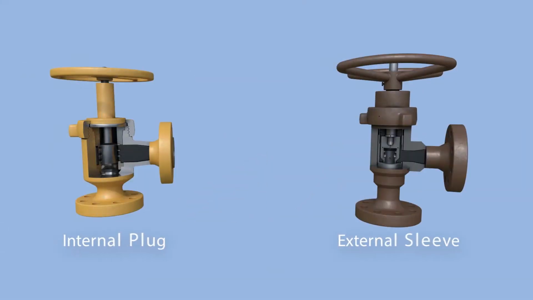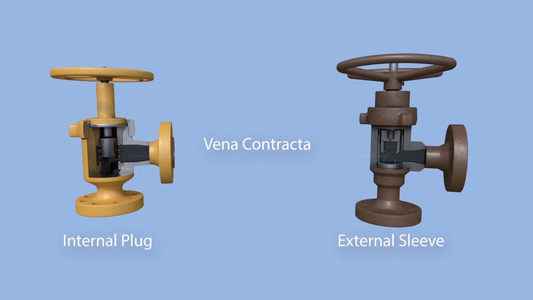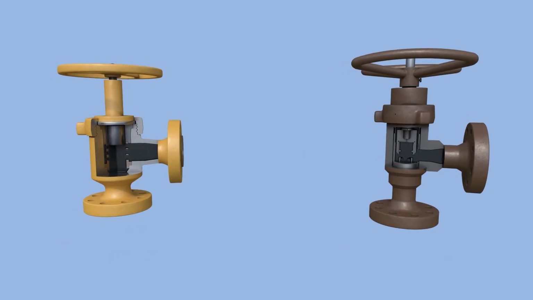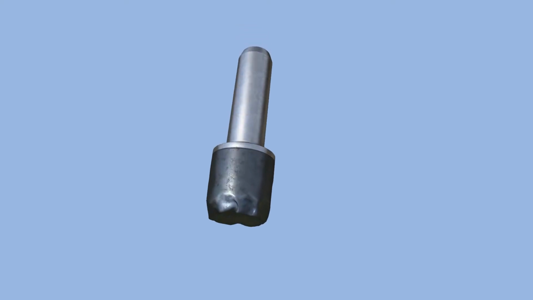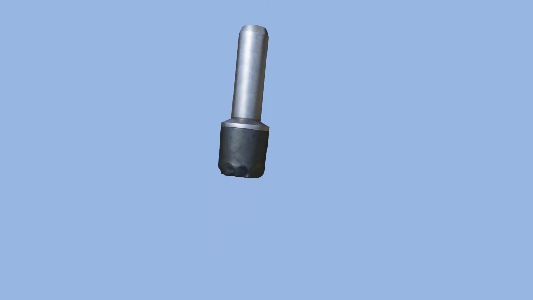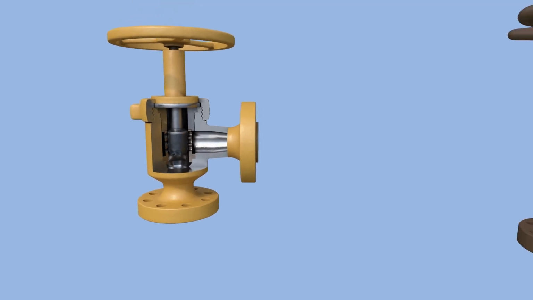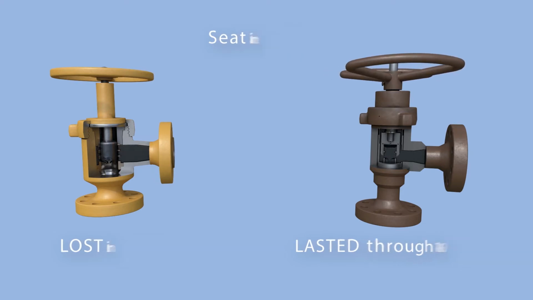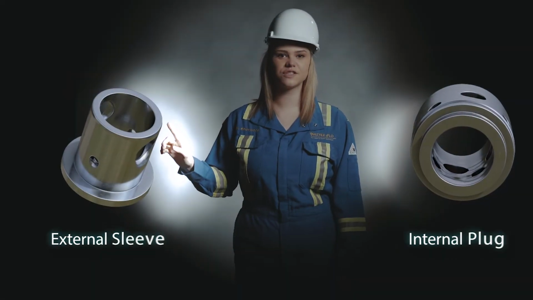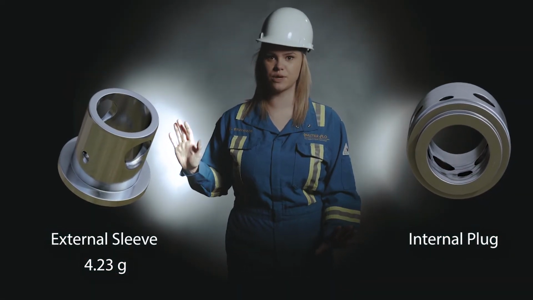As the fluid began to move towards the vena contracta, where the diameter of the stream is smallest, the fluid in the internal plug design accelerated in the cage port and directly impinged onto the exposed internal plug, resulting in an extensive material loss. The seat integrity of the internal plug was lost within 30 minutes. The external sleeve seat feature was outside of the cage, away from the high-velocity turbulent fluid zone, so it lasted throughout the 10-hour test. This valve's material loss was only 4.23 grams.